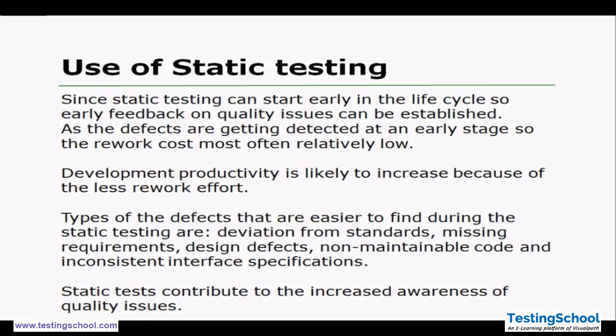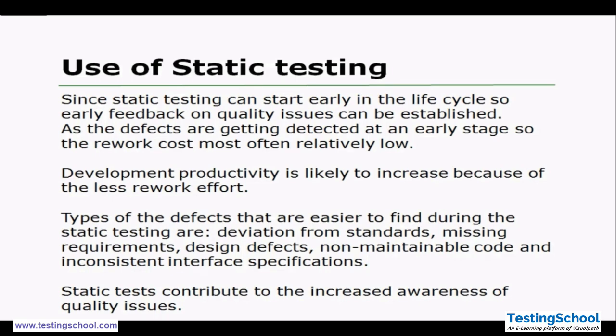Types of defects that are easier to find during static testing are deviation from standard, missing requirement, design defect, non-maintainable code, and inconsistent interface specification. These are the testing which can be used for your static testing. Static testing contributes to the increased awareness of your quality issues. So these are the uses of static testing which we do in our real environment.